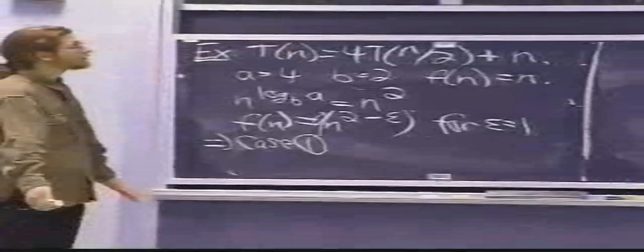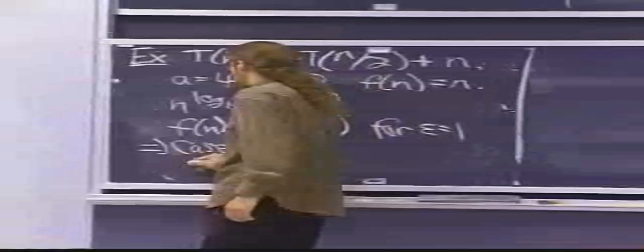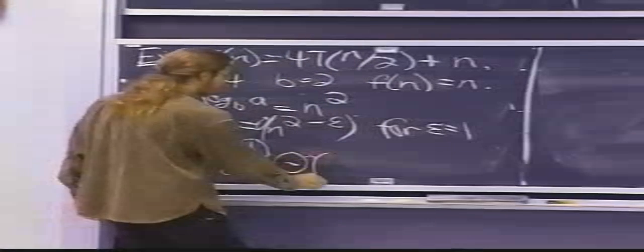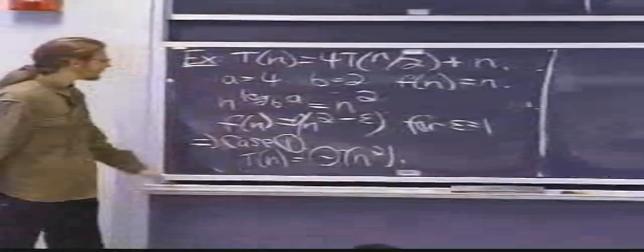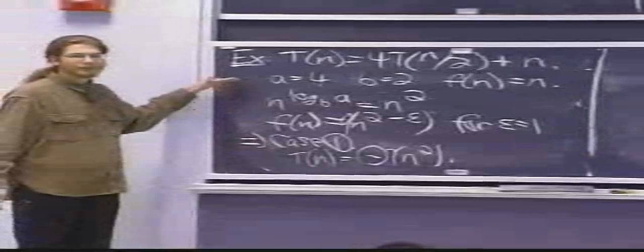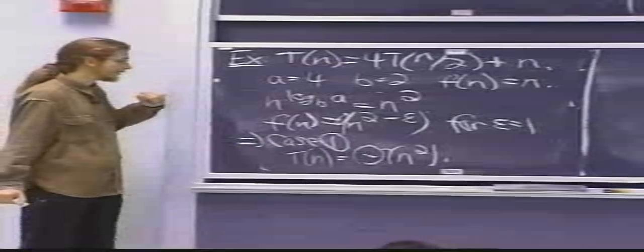And case 1 just tells us the answer. I think it's over on this board. It says the dominant thing is n to the log base b of a. So we get T of n is n to the log base b of a, which here is n squared. Wonderful. That was a lot less work than what we did in the beginning of class with the substitution method. The only catch is we didn't get the constant.